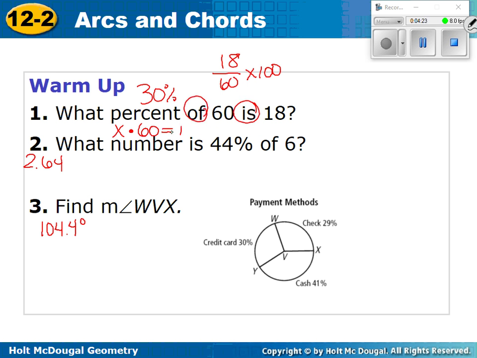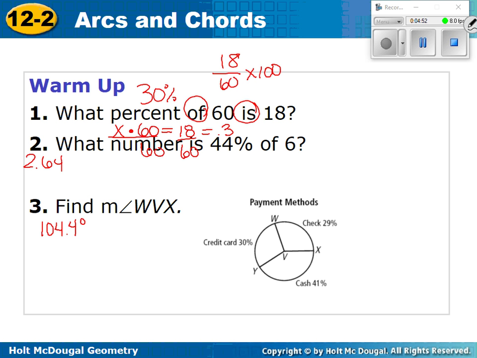Equals 18. Then when I look at that problem, if I want to solve for x, that tells me to divide by 60. So that's how we get 18 divided by 60. And then since it said what percent, we have to change our decimal to a percentage. So we get 0.3, and then to change to a percentage, you multiply by 100. Questions on number 1?